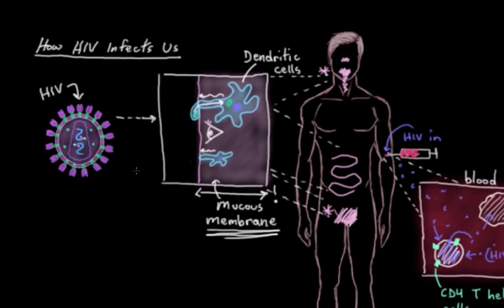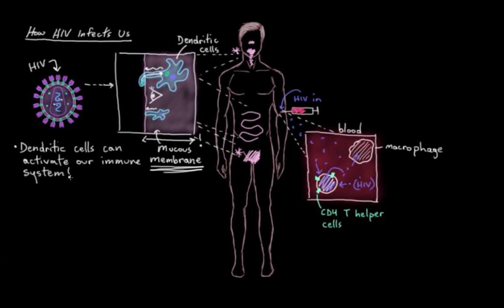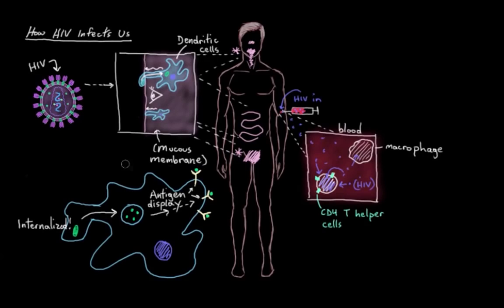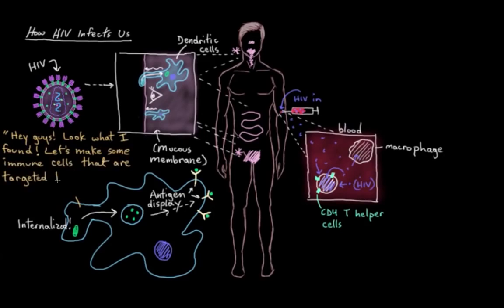They actually have the ability to kick off a pretty big immune reaction depending on what kind of particle they've found. So in a normal scenario, if they find something they're worried about, maybe a virus or a bacteria, they internalize it, and then they kind of cut it up into a few pieces, and then they display little pieces of it, which at this point are called antigens, on their surface, because essentially they want to get other immune cells' attention. They're essentially saying, hey guys, look what I found! Let's make some immune cells that are targeted to these little pieces here, let's wipe this thing out!